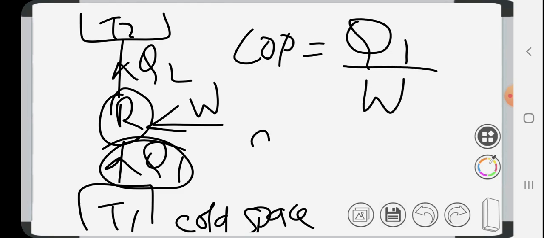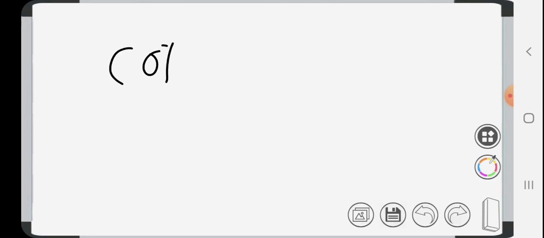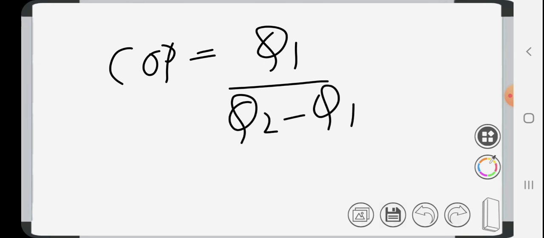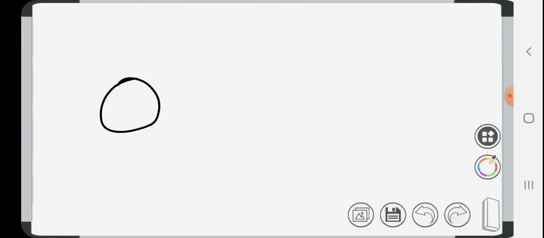But you know, Q1 plus W equals Q2, right? So W can be written as Q2 minus Q1. Therefore, COP equals Q1 by Q2 minus Q1, right? So this is how we write COP for a refrigerator. On the other hand, we also have a device called heat pump. Heat pump is exactly the same as a refrigerator in working, but the desired effect is different.